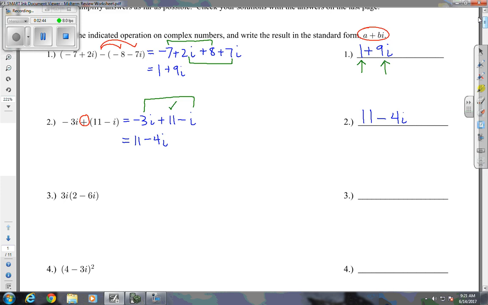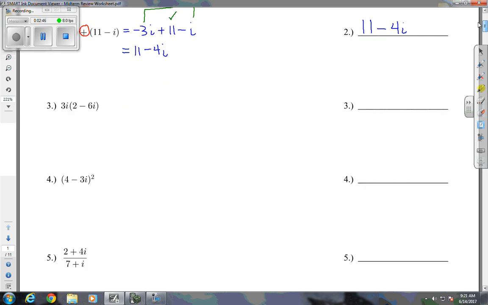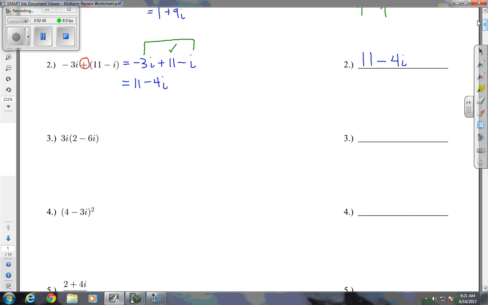Moving on to a different operation in the next question. We are going from adding and subtracting now to multiplying complex numbers. All we have to do is use our distributive property, and remember that when we see an i squared, we replace it with negative 1. So let's distribute the 3i to each term in parentheses. So 3i times 2 gives us 6i, and 3i times negative 6i gives me negative 18i squared.